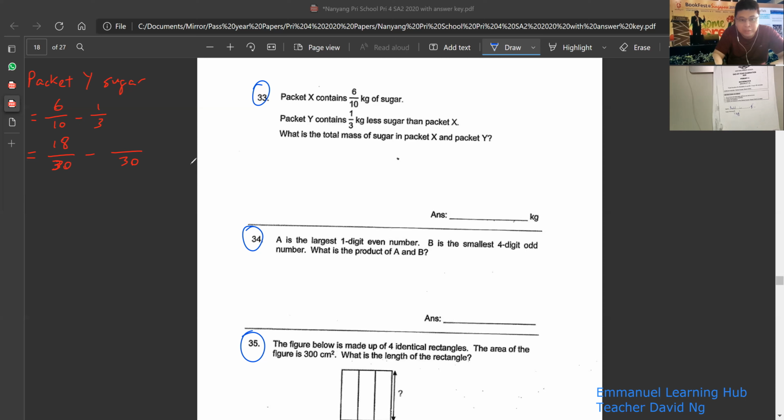How did 3 become 30? You see, 10 times 3 is 30, right? Doesn't mean this one must times 3, you know. How did 3 become 30? 3 times 10. How many? 3 times 10 is 30. So 1 times 10 is 10. Then this one will be?